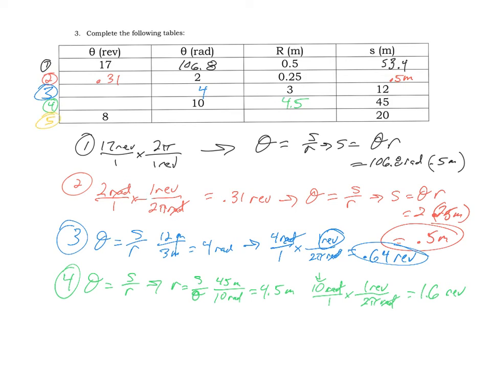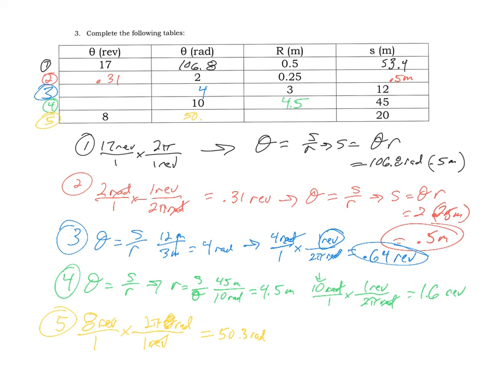All right, last one on this, number 5. I have revolutions and I need to get to radians, so let's just do that. I have 8 revolutions. Put that over 1. 1 revolution is equal to 2 pi radians. I should just write radians. So 8 times 2 times pi is 50.3 radians. Revolution, bye-bye. So 50.3, which makes sense. You're going around 8 times, it's a lot of radians, yes?